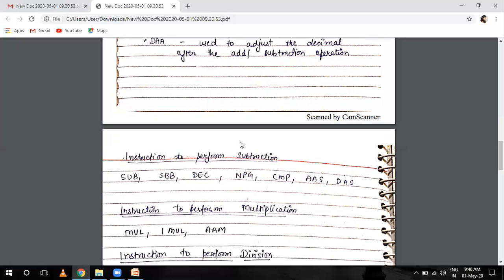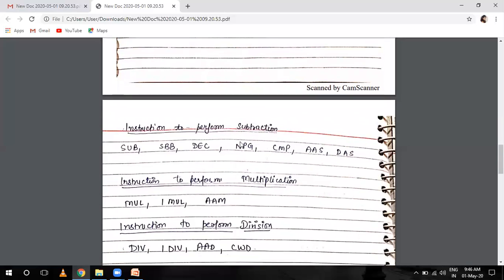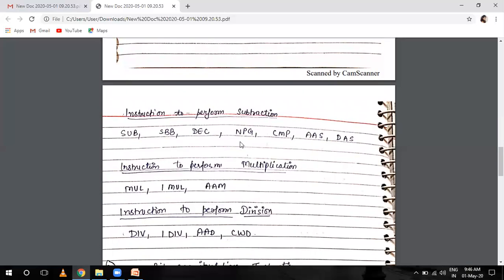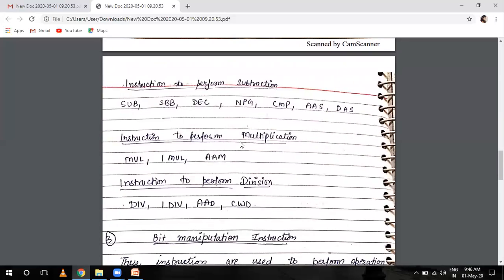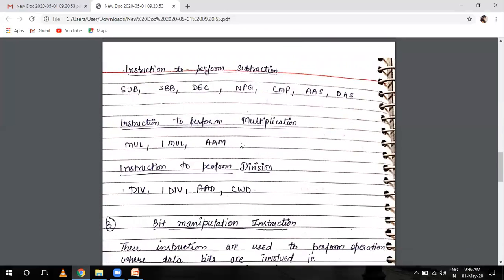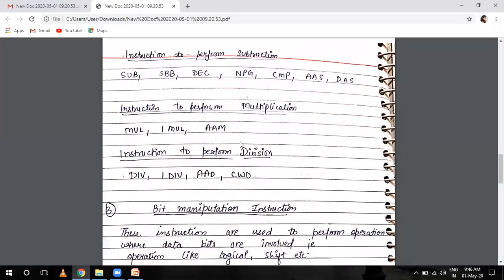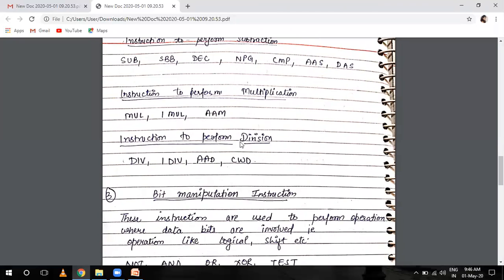Next is to perform multiplication. For multiplication we have MUL or IMUL. MUL is used to multiply, and IMUL is to multiply signed byte by byte. AAM is adjust ASCII code after multiplication.